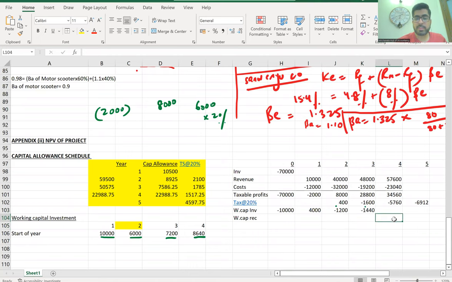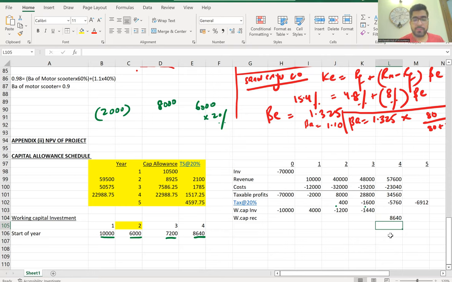And now total it. Negative 10,000. Then 4,000 pullback, 6,000 left. Then 1,200 invested, 7,200 still there. Then 1,440 invested, 8,640 still there. So still 8,640 is left. Whatever is left, we will release it all in the last year.